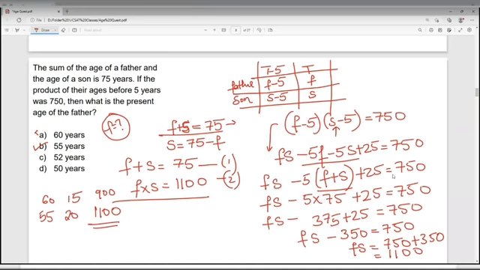If you want, you can try other numbers. For example, if it is 52, the son's age would be 23, and if you multiply, you won't get 1100 because 3 into 6, the unit digit will be 8. So you can eliminate this. And if the father's age is 50, the son's age would be 25, and if you multiply this, it would be 1250. So you can eliminate this also. So the answer is B, 55 years.